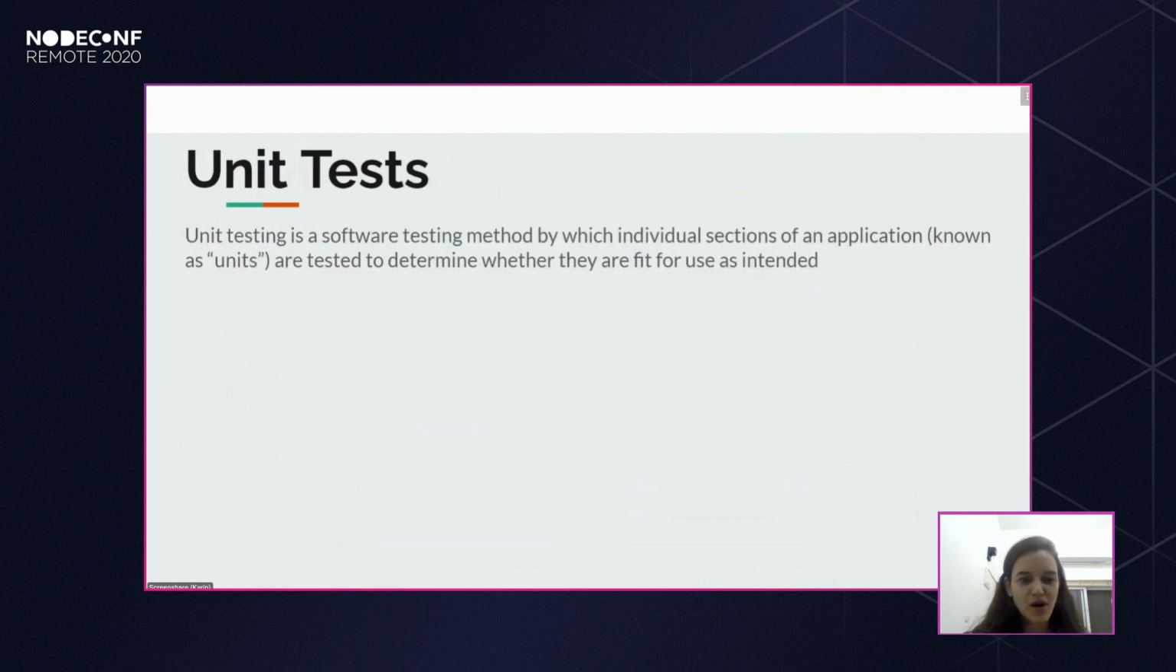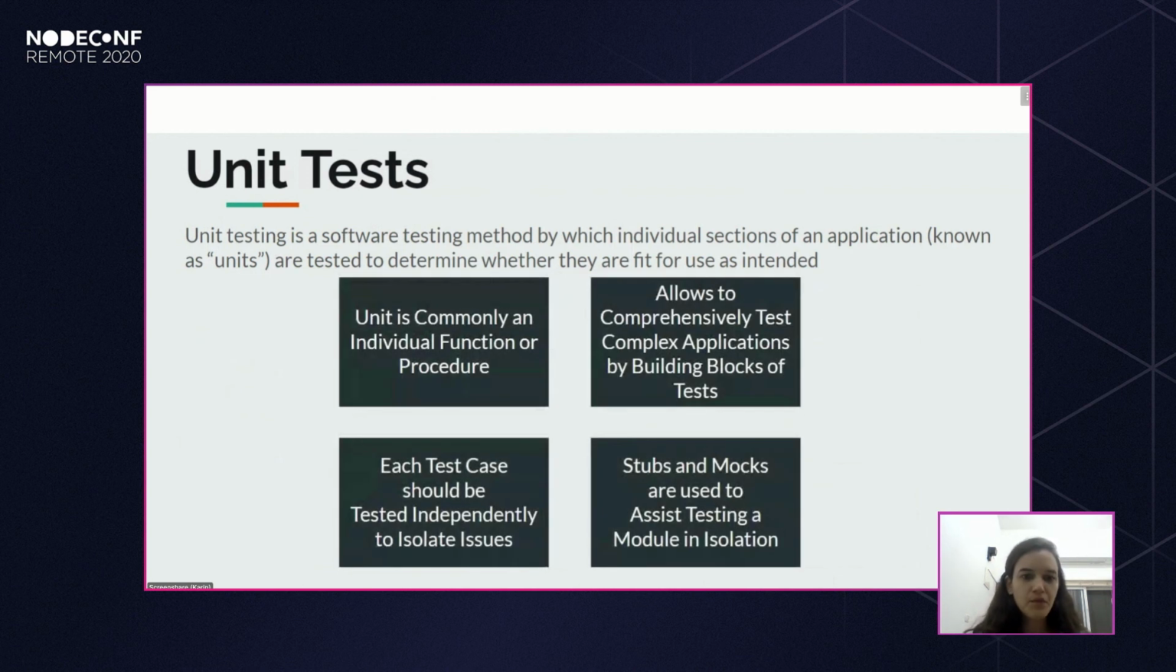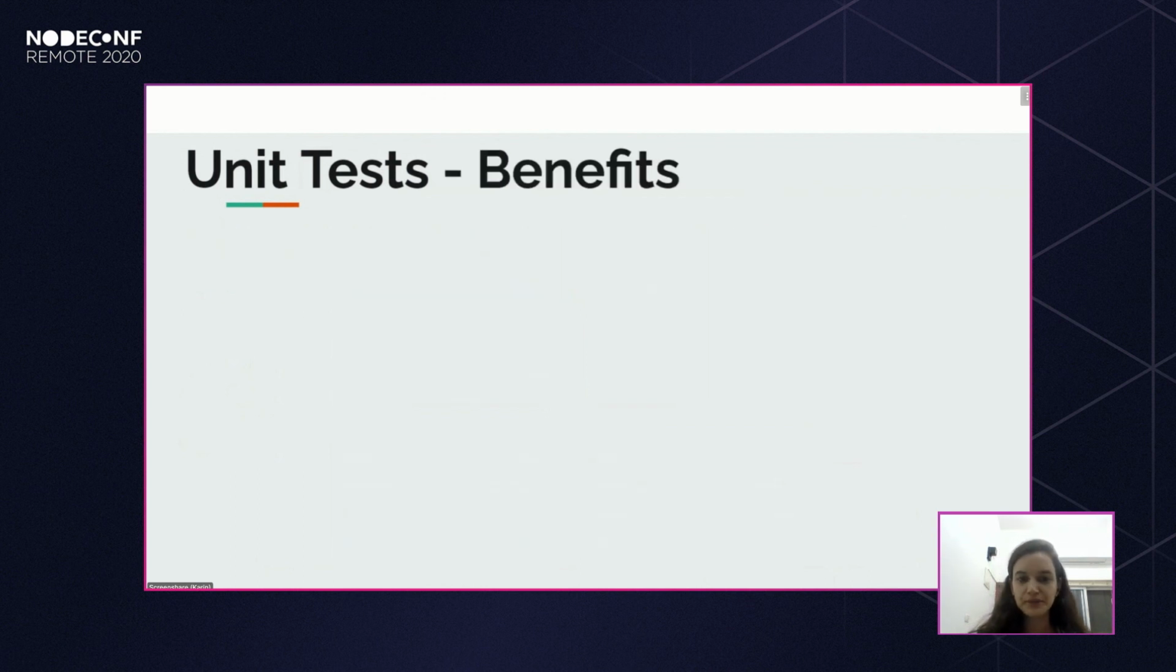So unit tests, as we know, are a testing method which tests individual sections of the application, called units. And each unit is tested whether it fits the purpose that it was written for. A unit is commonly a function or a procedure. It allows us to comprehensively test a complex application by building blocks of tests. Each test case should be tested independently in order to isolate issues. And we use stubs and mocks to help test the module in isolation.